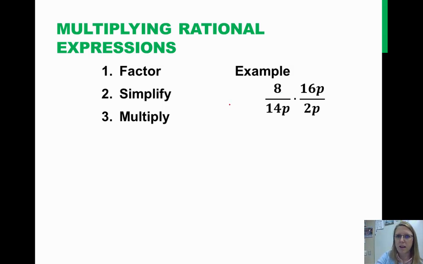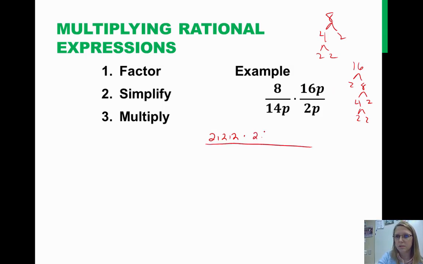We can break down 8. We know that that breaks down into 4 and 2 and then 2 and 2. 16 is just one more of those, so it would be 2 and 8, 4 and 2, and 2 and 2. So let's rewrite this. We have 2 times 2 times 2. And then remember, I'm just going to write one fraction of this because we're multiplying straight across. And then we have 2 times 2 times 2 times 2. That's 4 of those and a p.